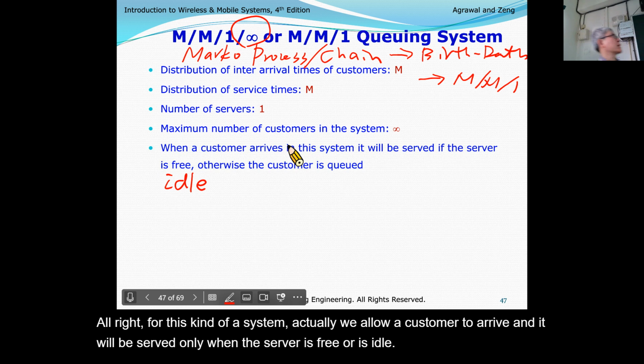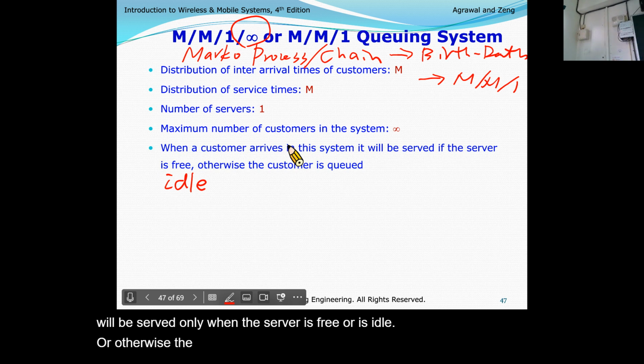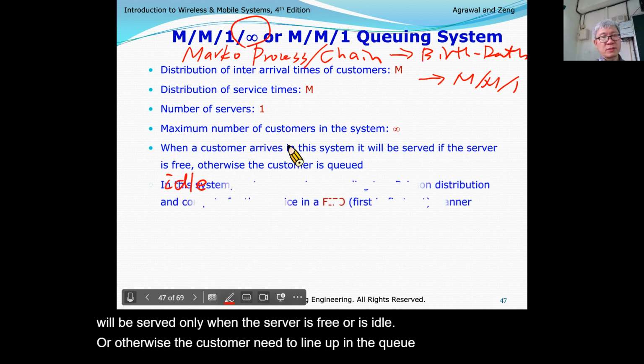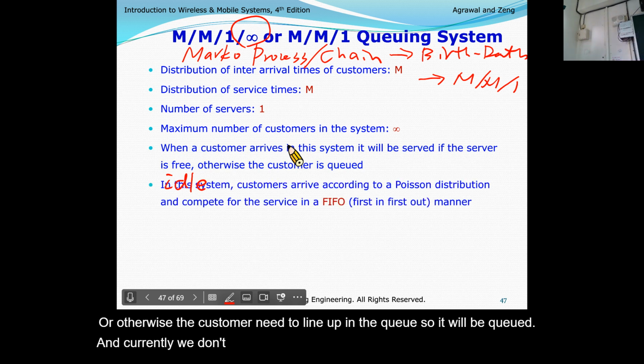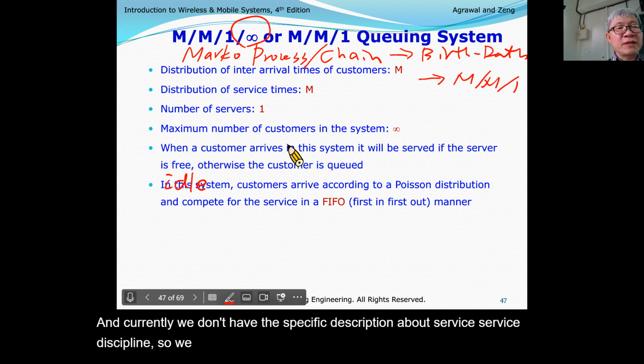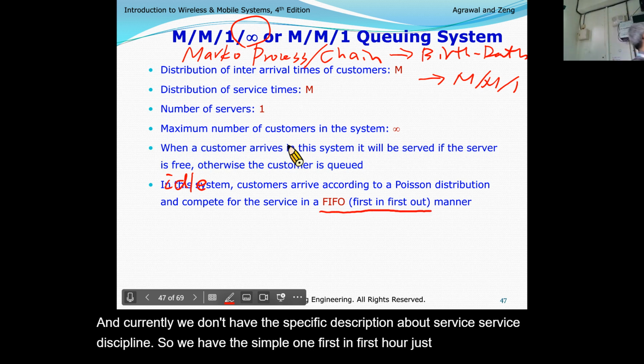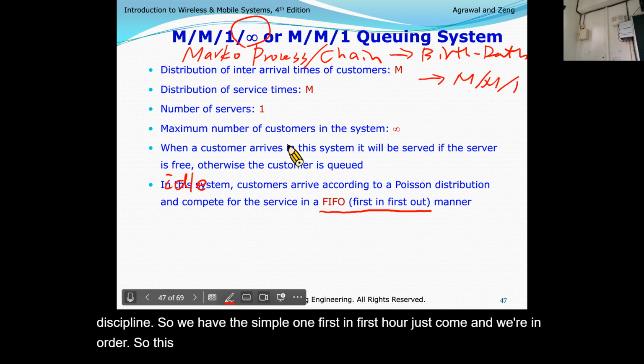Otherwise, the customer needs to line up in the queue, so it will be queued. Currently, we don't have a specific description of the service discipline, so we have the simple one, first in, first out. You just come and we serve in order. So this is first in, first out.